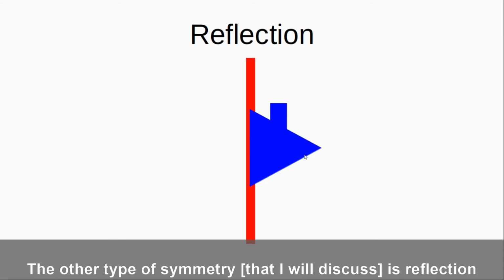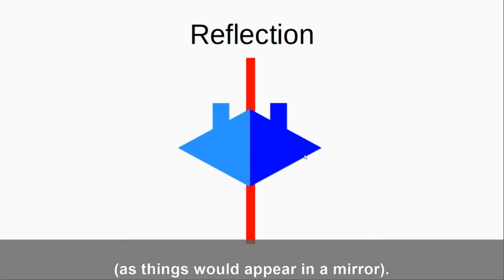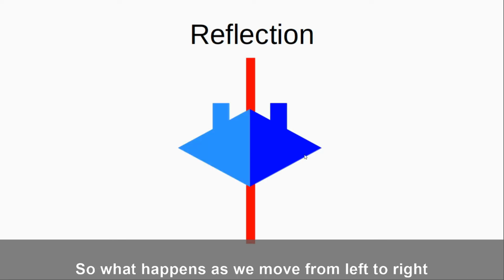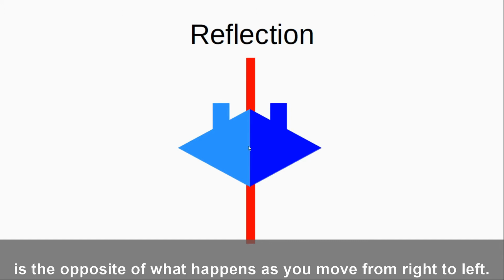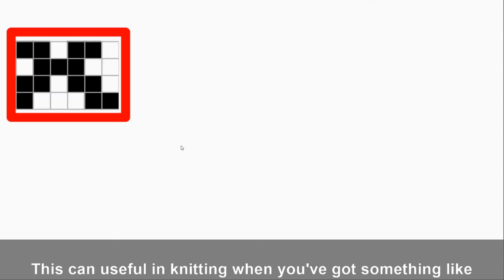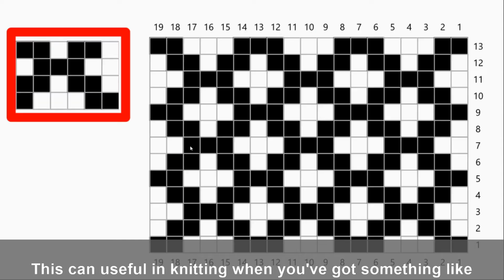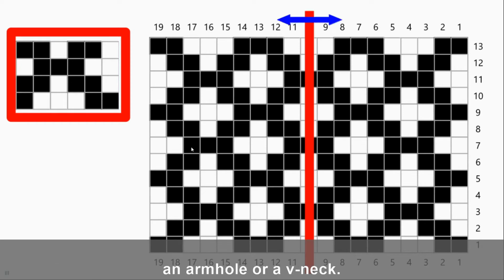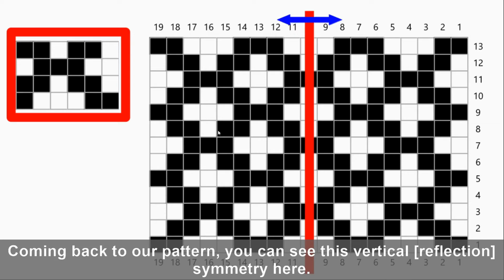The other type of symmetry is reflection, so as things would appear in a mirror. So what happens as we move from left to right is the opposite of what happens as we move from right to left. This can be useful in knitting when you've got something like an armhole or a v-neck.